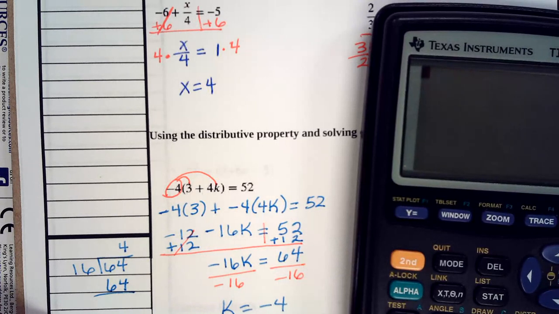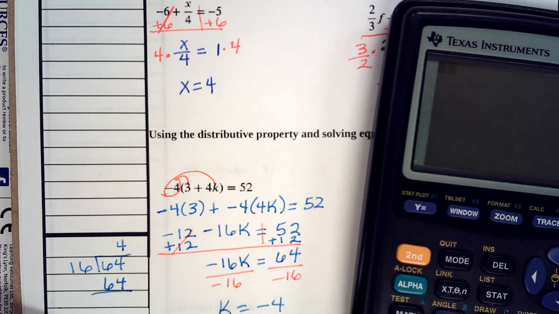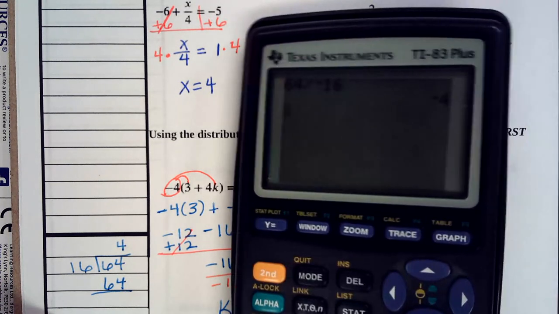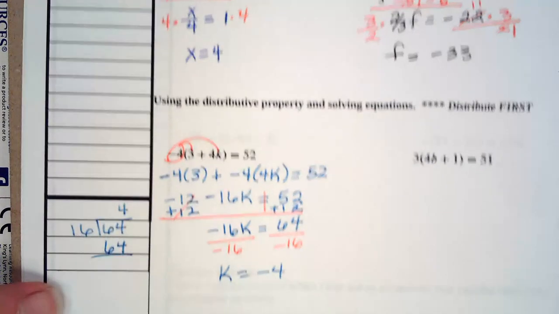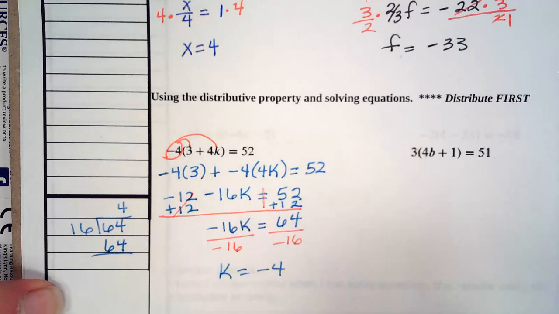You can always do the math yourself and then check. 64 divided by negative 16 is equal to negative 4. So I know I've got the correct answer. I can also always sub it back in up here and check that way too.